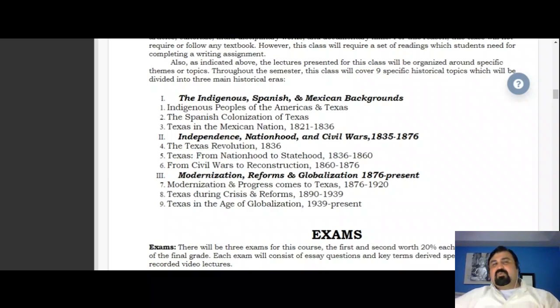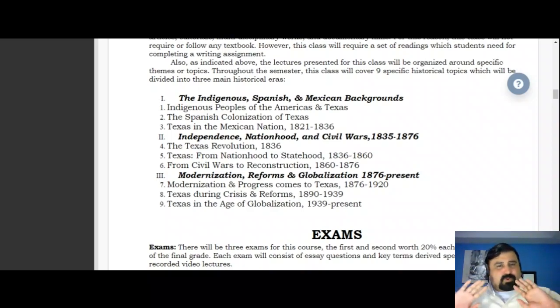So once we finish 3 topics, we have the first exam. Then we go into the second historical period. We cover 3 topics. We have the second exam based on those specific topics. And then at last, we cover part 3, the 3 topics there. And then we have the final exam. And the final exam is only going to cover the last 3 topics. It's not going to be comprehensive.